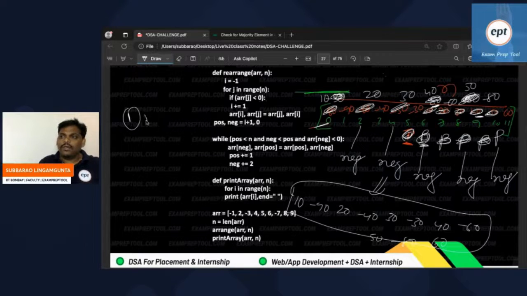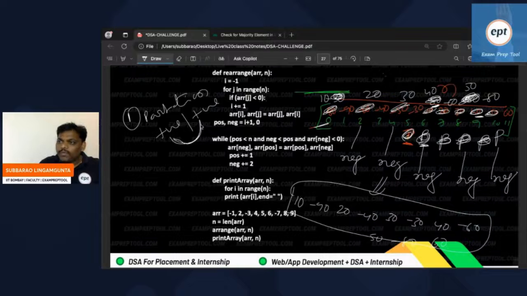First step, apply partition. Pseudo code is apply partition algorithm, means negatives one side, positives one side. Afterwards, swap these two people. Negative will increment by 2. Positive will increment by 1. That's it. Then you will get, after the partition algorithm is over, right?